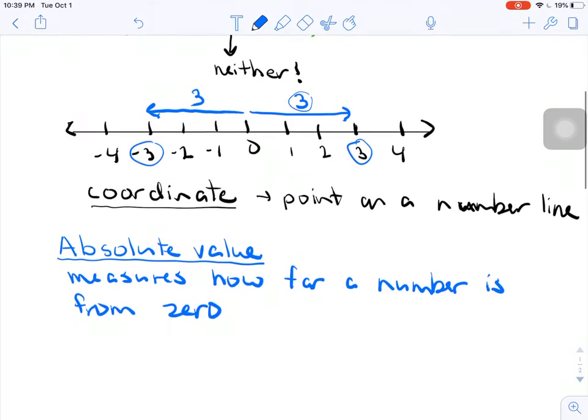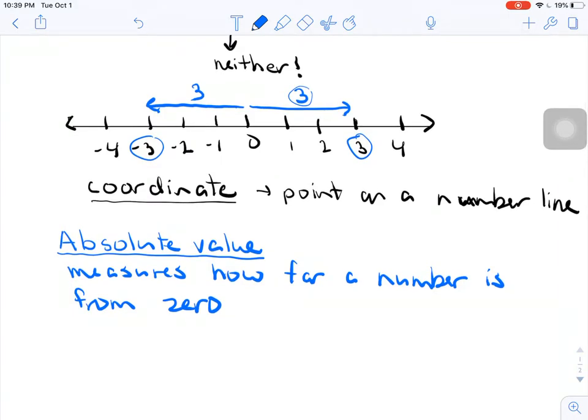And it has its own symbol. So when we're working with absolute value, they look a little bit like parentheses, but they're not parentheses. They're just vertical bars. So if I wanted the absolute value of 3, I would put a 3 inside vertical bars. So these vertical bars are an absolute value symbol. And then once you evaluate or find the absolute value, you don't need the bars anymore.